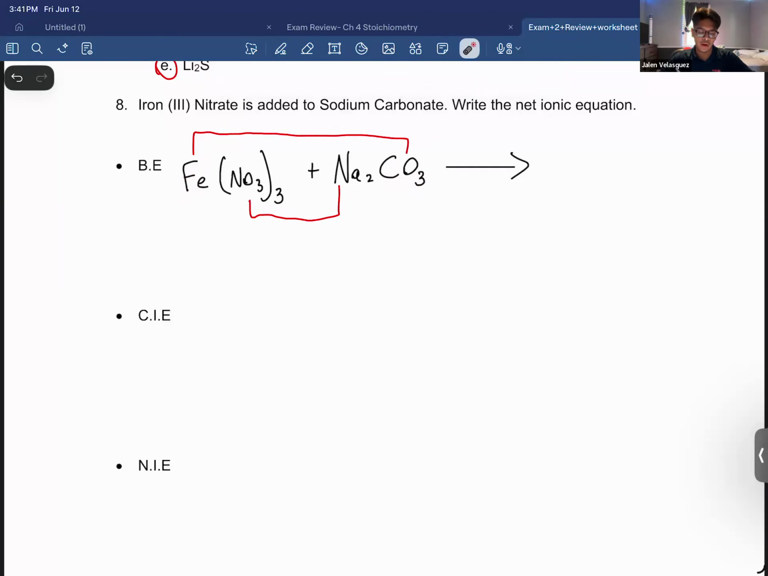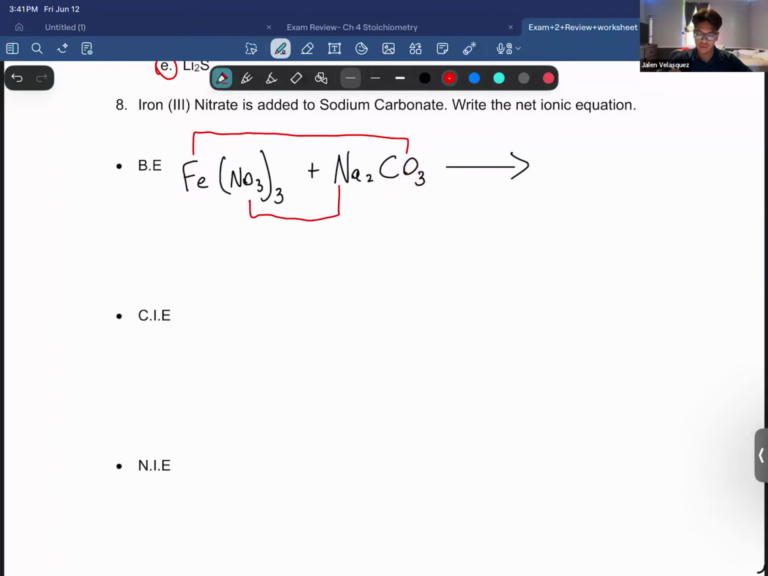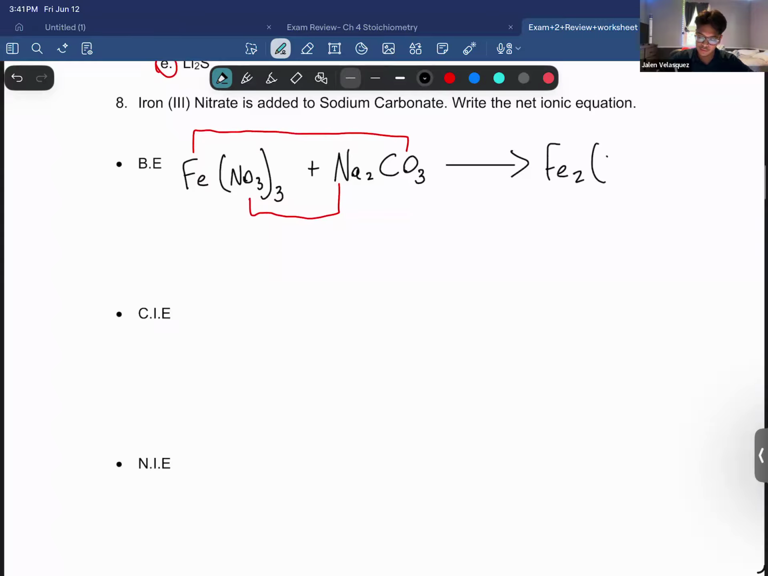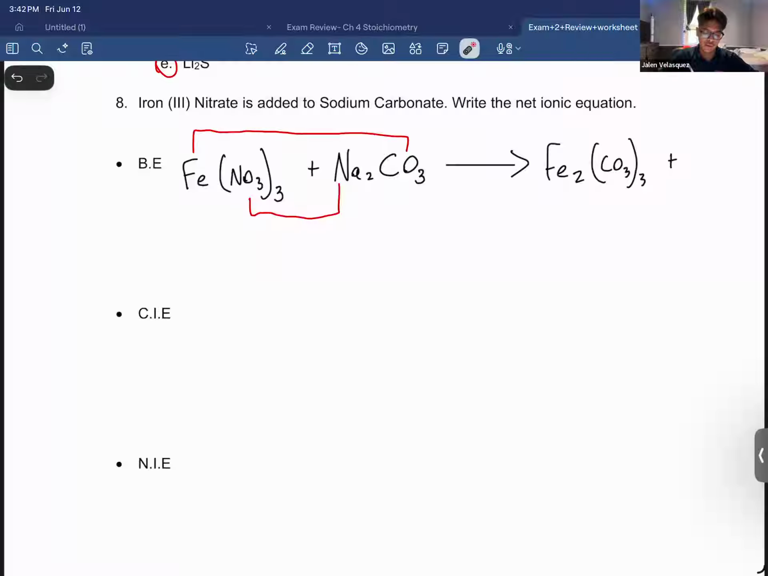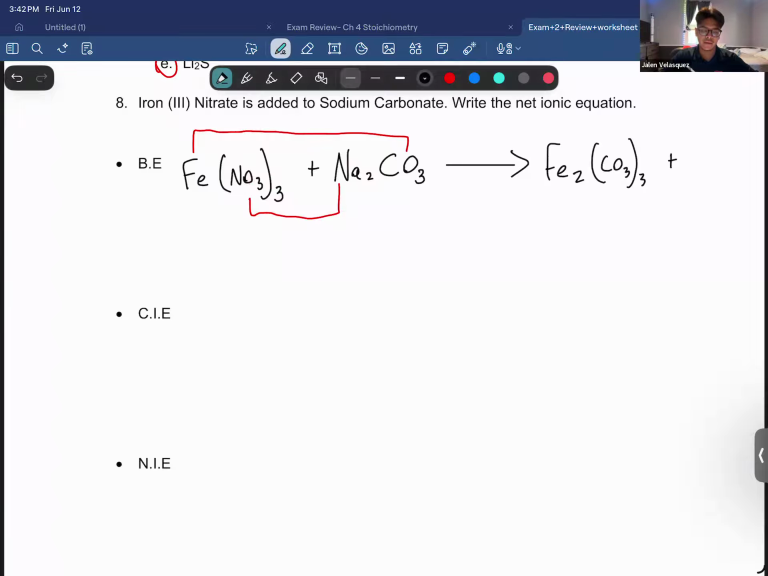Now for the products, how do we write these as chemical formulas? We're combining iron 3 plus with carbonate 2 minus. That is going to be Fe2(CO3)3, plus we're combining sodium and nitrate. Sodium has a +1 charge, nitrate is -1, so this is just going to be NaNO3.